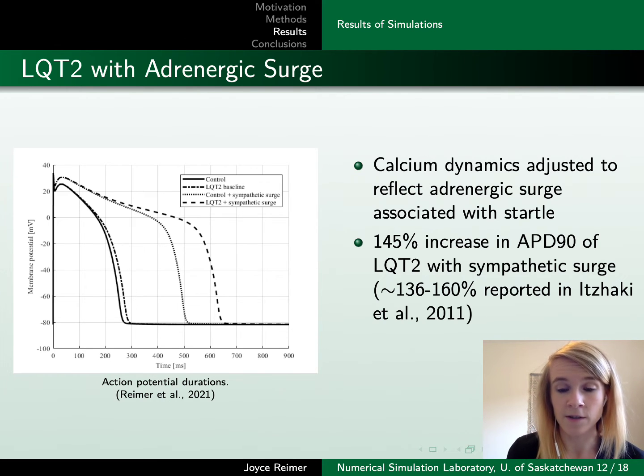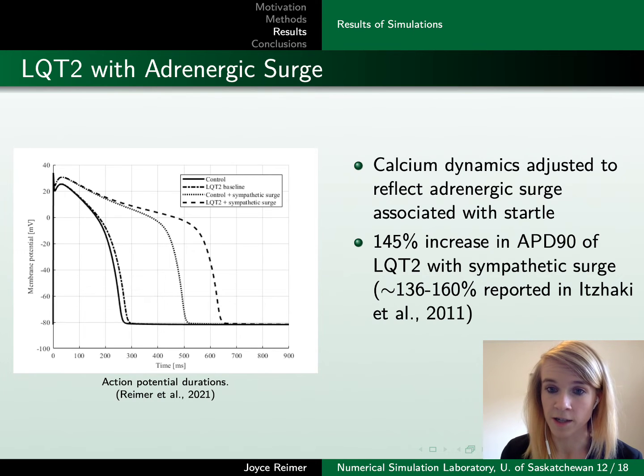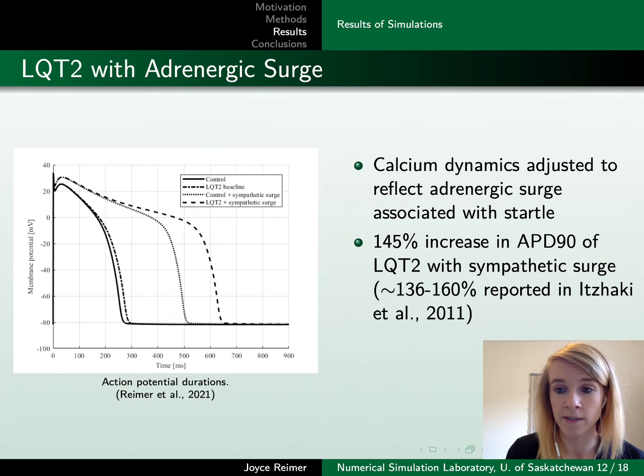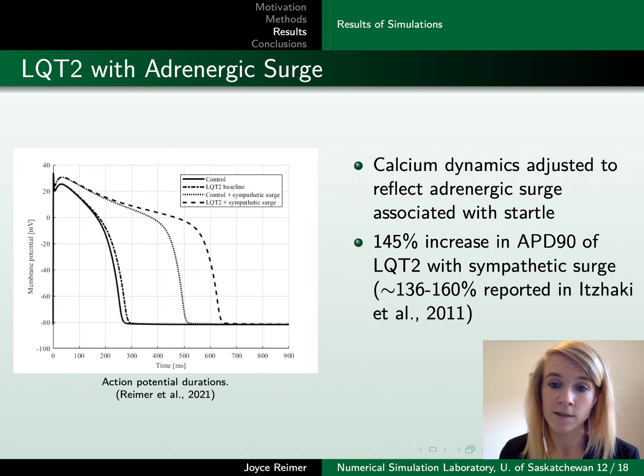So when an individual is startled, there is a sudden surge of adrenergic or sympathetic nervous activity in the body, which is partially causing the changing heart rate we saw in those plots from Reimer et al. a few slides back. To simulate this surge of sympathetic stimulation, we adjusted several aspects of the calcium dynamics. I won't go into these adjustments now, but if you're interested, they are presented in the paper in more detail.